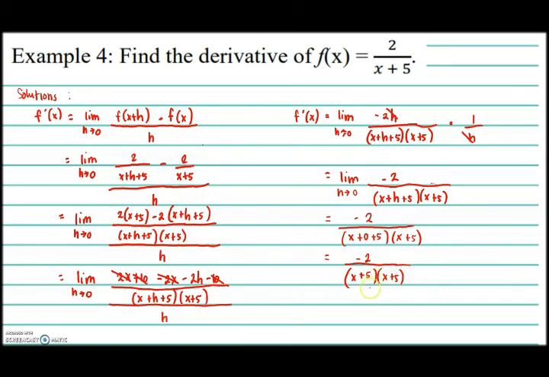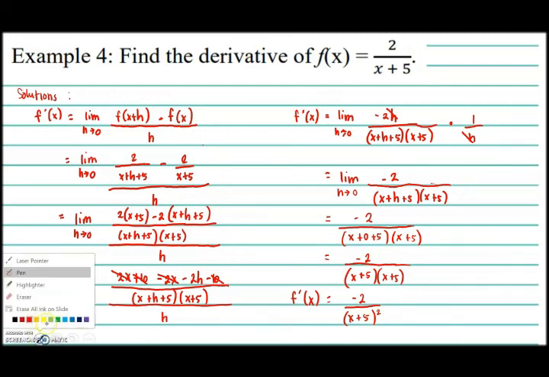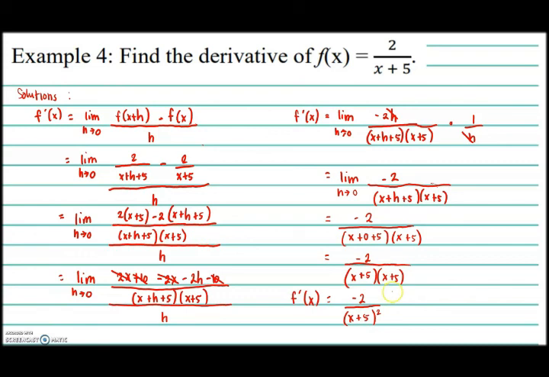Now we can see that our denominator can be expressed as the square of a binomial. So our f prime of x is equal to -2 over (x + 5) squared. Right? Now let's box our final answer. That is the derivative of the rational function 2 over (x + 5).